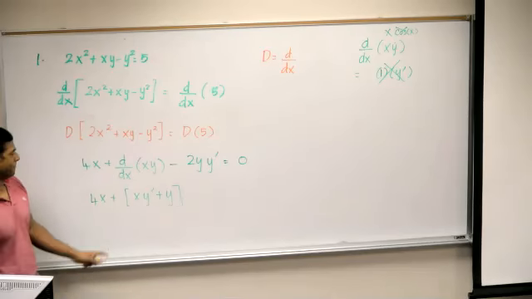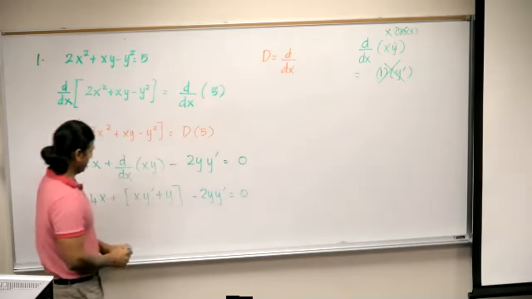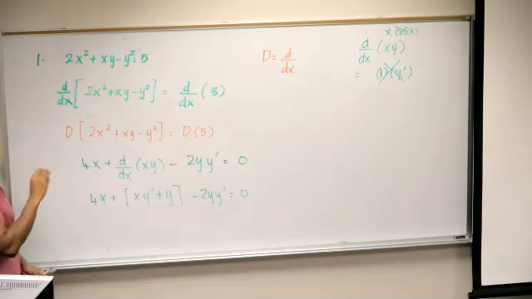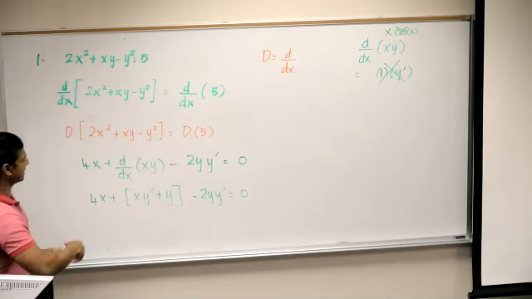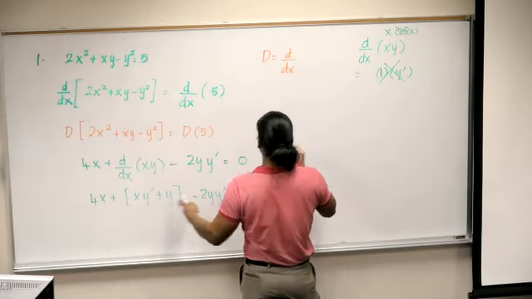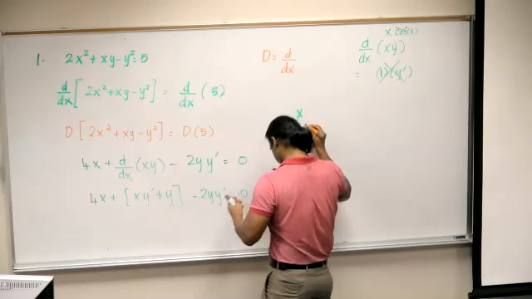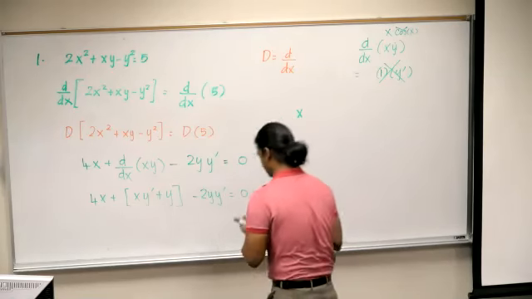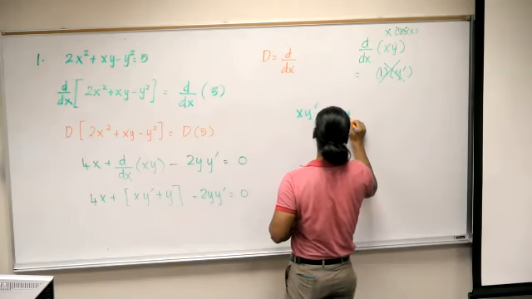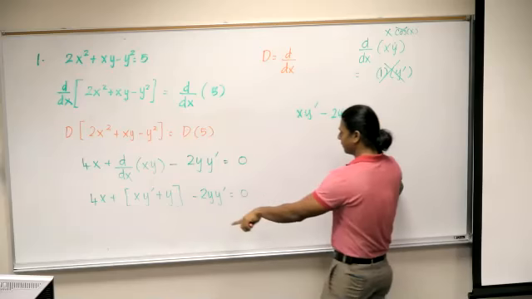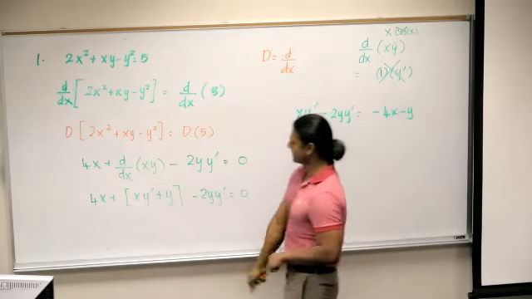xy prime plus y minus 2y y prime equals 0. And we want to solve for y prime, so I'm going to group all terms with y prime. Keep it on one side, move everything else to the other side. So x y prime minus 2y y prime will stay on the left-hand side, move everything else to the other side, minus 4x minus y.